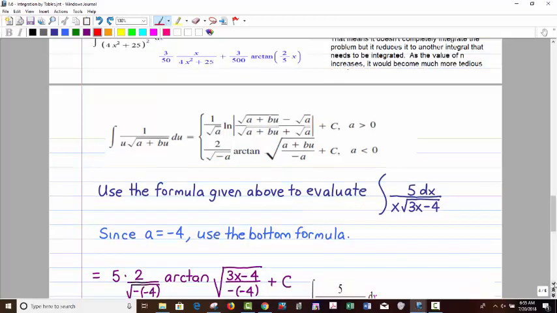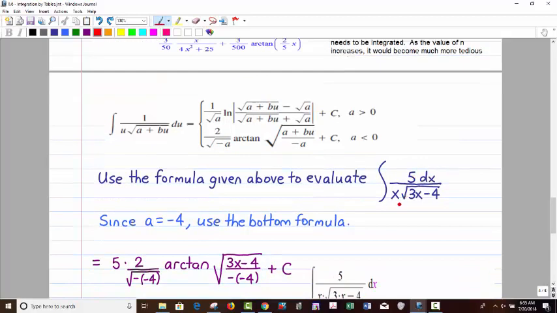So let's look at the integral 5 dx over x times the square root of 3x minus 4.